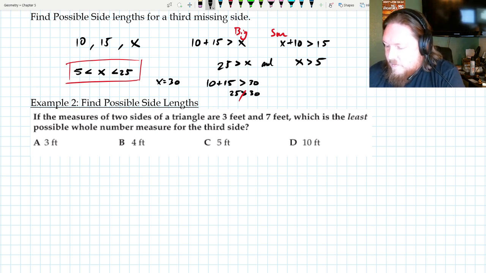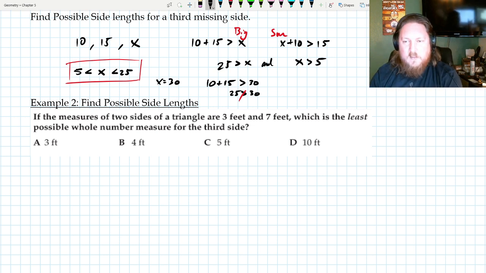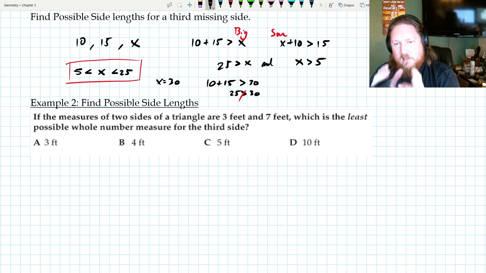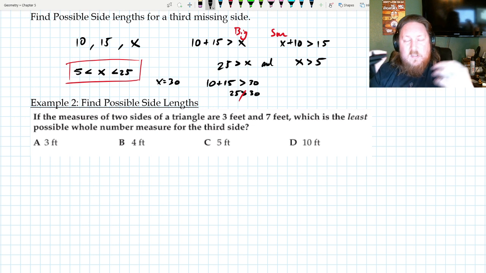If the measures of two sides of a triangle are 3 feet and 7 feet, which is the least possible number for the third side? Well, I need to figure out what all the possible ranges are, and then I can look and see which of those happen to fit inside of the range. And of the ones that do, I'm going to take the smallest.